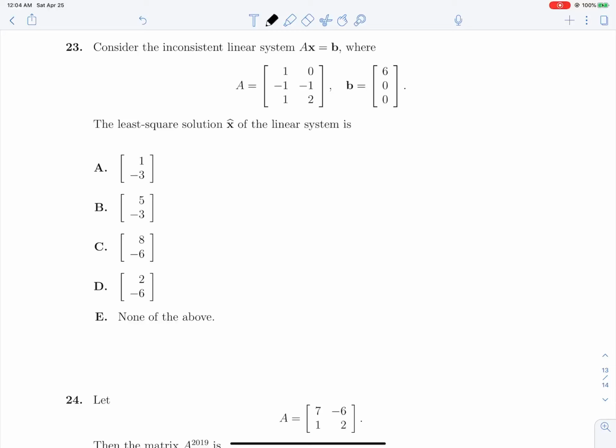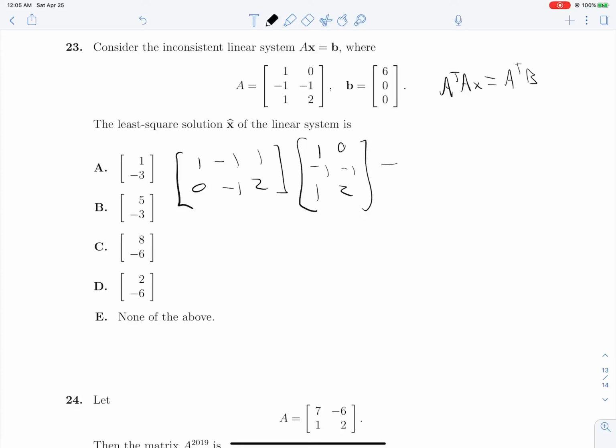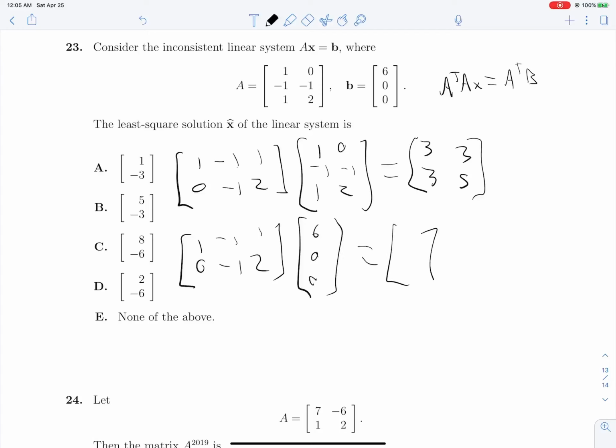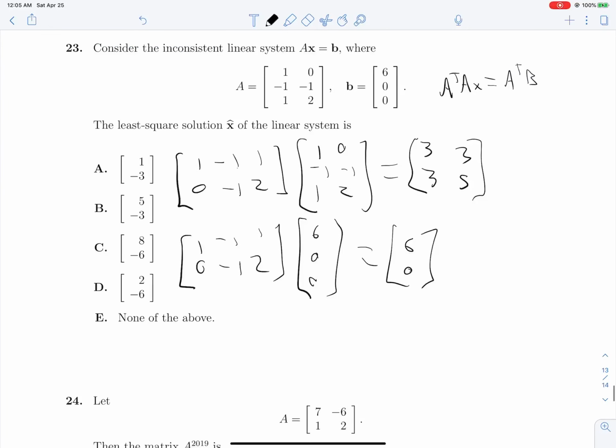23, consider the inconsistent linear system here. We're finding the least squares solution of this system. So that will be found by finding A transpose A x is equal to A transpose B. Let's compute A transpose A, 1, negative 1, 1, 0, negative 1, 2, multiplied by A, 1, negative 1, 1, 0, negative 1, 2. This will give us a 2 by 2 matrix with entries 3, 3, 3, 5. And then A transpose B is 1, 0, negative 1, negative 1, 1, 2, multiplied by B, 6, 0, 0. Gives us a 2 by 1 matrix of 6, 0.